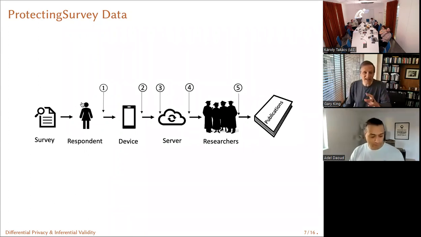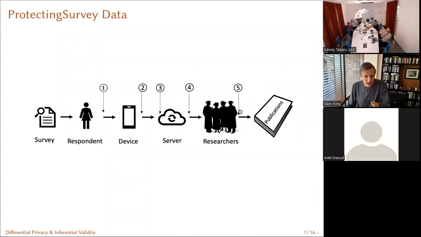Okay, so you can add noise at each of these points. After the researchers do their analysis, we could add noise before they publish it. If you don't trust the researchers, which we're not supposed to anymore, it could be that the researchers go to the server, ask for information, and noise is added here at point 4. Perhaps you don't trust the server itself. You could add noise going into the server. Perhaps you don't trust the server and the communication method. Well, you could put the question on the respondent's device.